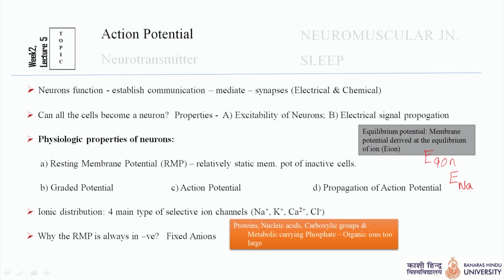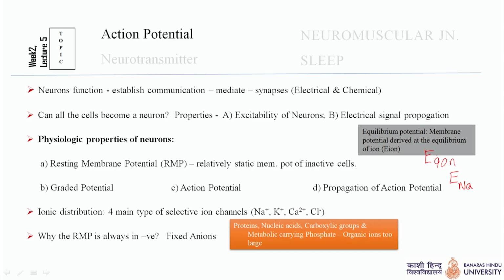The next property is the action potential. Action potential has an overshoot as well as an undershoot. That means it has three phases: depolarization, repolarization, and then hyperpolarization, which involve the opening and closure of different ion channels. Next, once the action potential is generated, it has to be propagated. So these are some of the important properties of neurons.